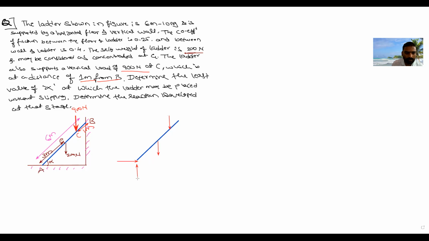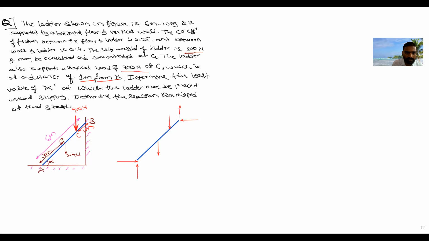Upward. Okay. At point B, how will the normal reaction be? At point B, left side, horizontal and that is left side. Left normal. And at point B, the ladder is moving downward, correct? Then how will the friction be at this point B? Upward.